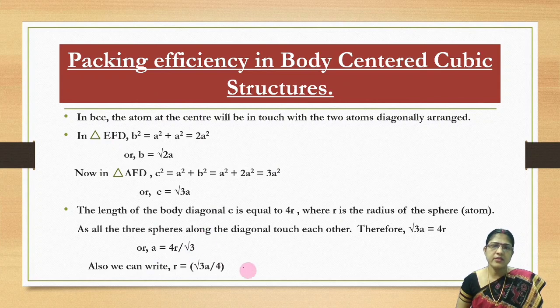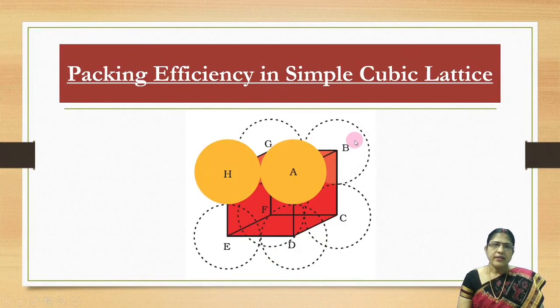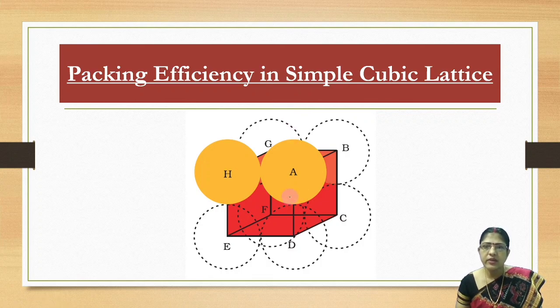Then, these things I have written for you. Already we calculated. Next, let us discuss how we can calculate packing efficiency in simple cubic lattice. In a simple cubic lattice, the atoms are located only on the corners of the cube. That means the particles touch each other along the edge. Thus the edge length is side A. A will be how much? 2R, right? So A will be 2R.